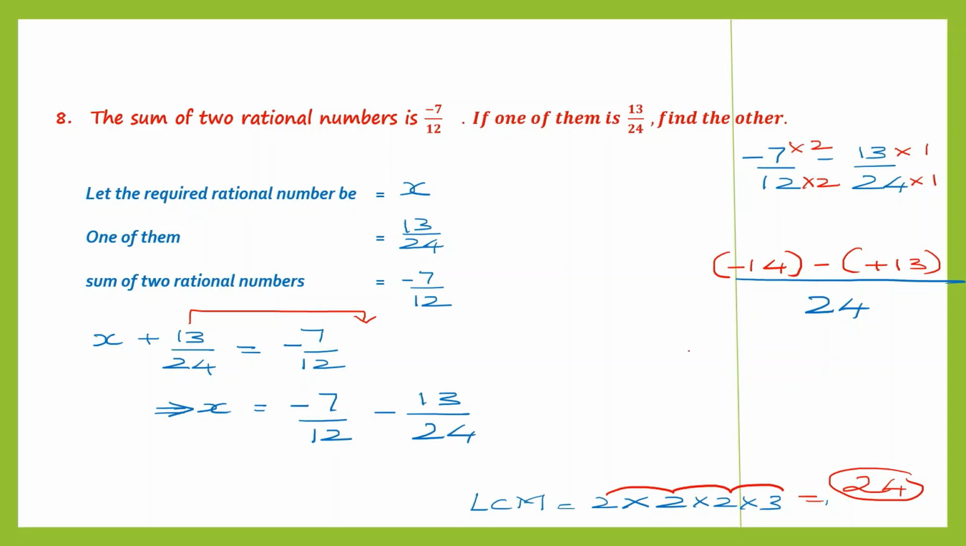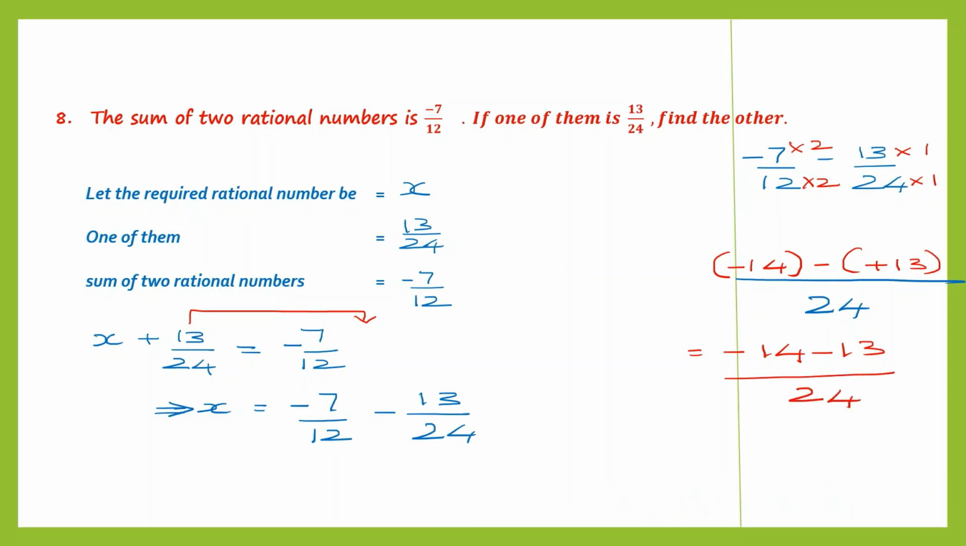So now let's remove the brackets. So what do we have? We have minus 14. And since we have minus before the bracket, plus 13 will become minus 13. And the denominator is 24. Now we need to work this out. So we have minus 14 and minus 13. So that means signs are the same. So when signs are the same, put the same sign and add. 14 plus 13 is 27. Minus 27 by 24.